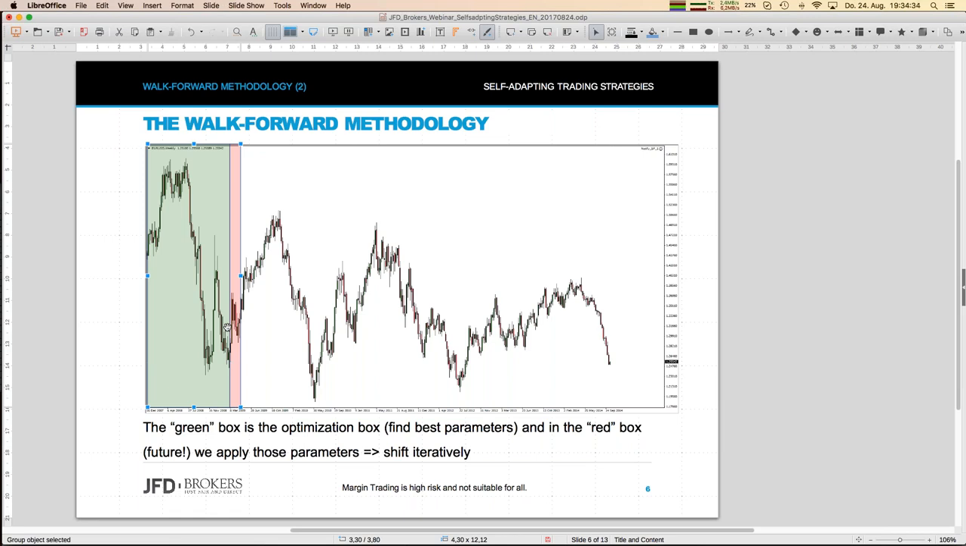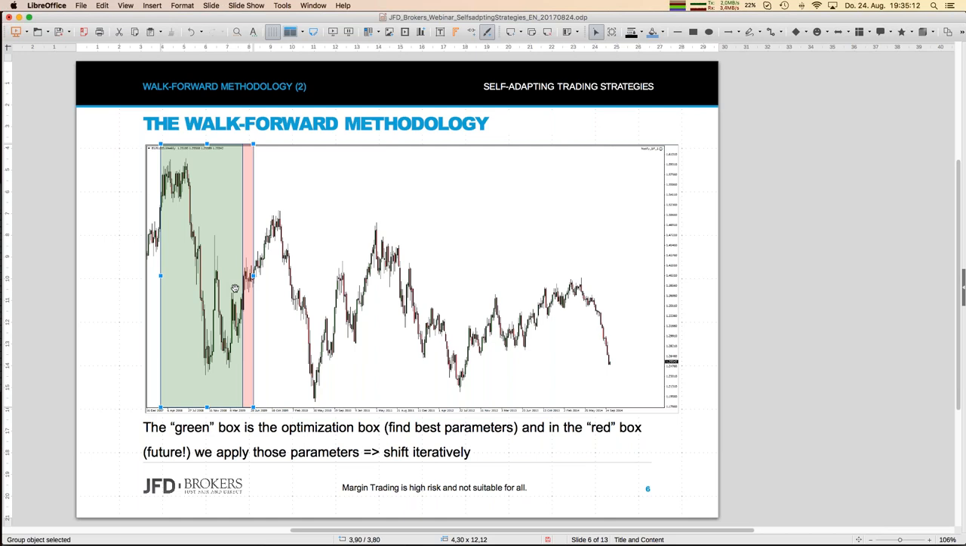Tomorrow, we want to trade our trading strategy, and we know what has happened in the past, but we do that step iteratively. Let's start. So, optimization within the green box, then applying parameters in the red box, and we write down all those trades within the red box. What is the next step? Quite easy. We move the green box exactly to the end of the previous red box, and it would look like this one here. And now everything starts from the very beginning once again.